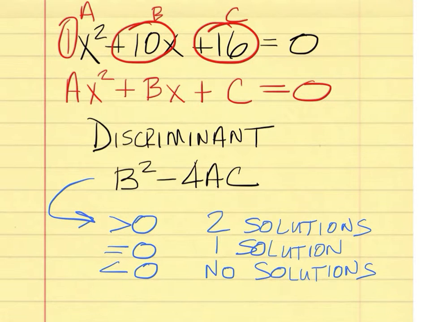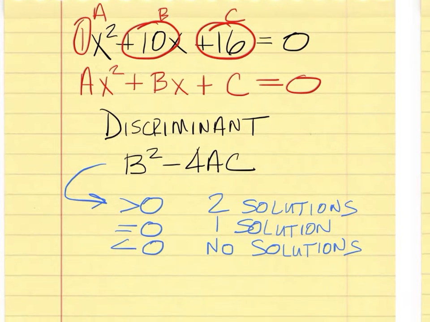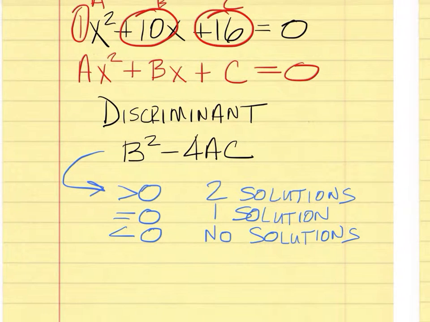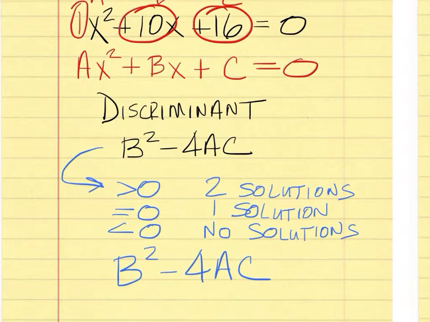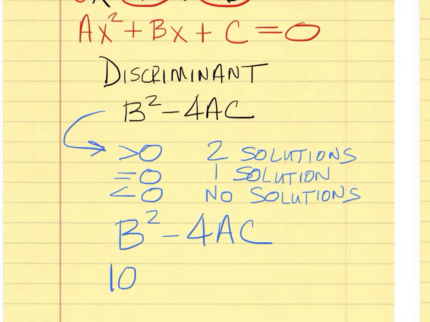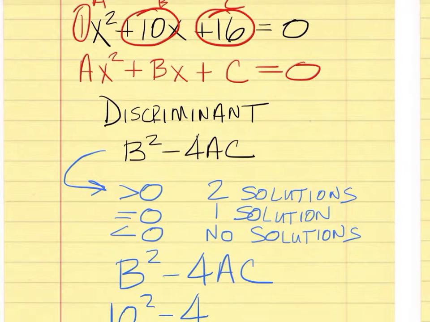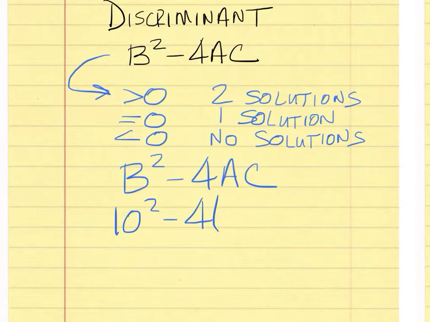So from this example, we are going to figure out how many solutions there are for x squared plus 10x plus 16 equals 0. Again, this is the discriminant, b squared minus 4ac. What is b? It is 10, yes. So 10 squared minus 4 times, what is a? And what is c? 16. So 4 times 1 times 16.